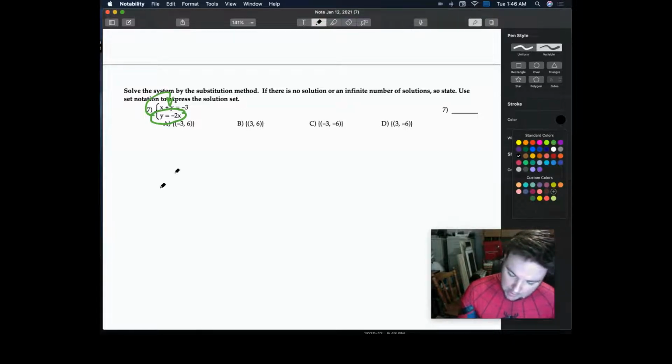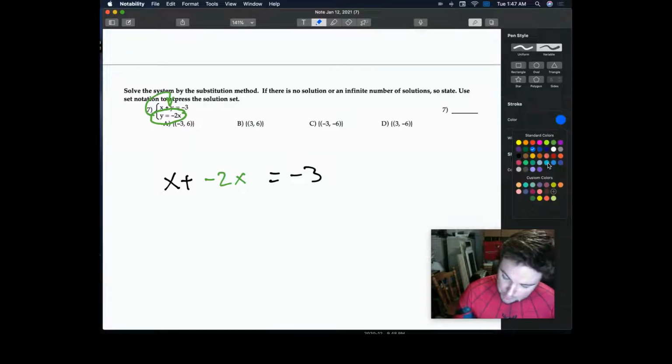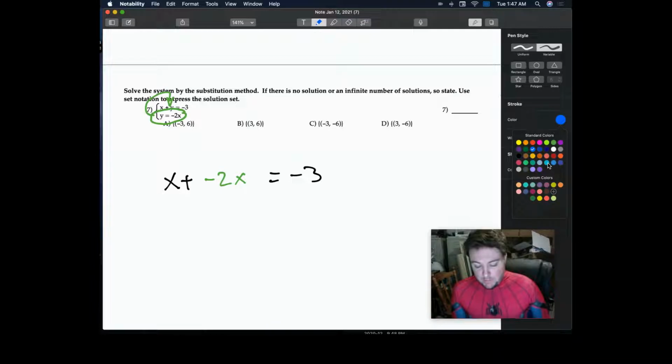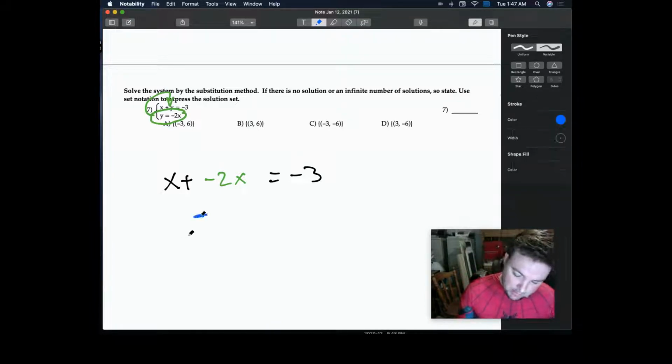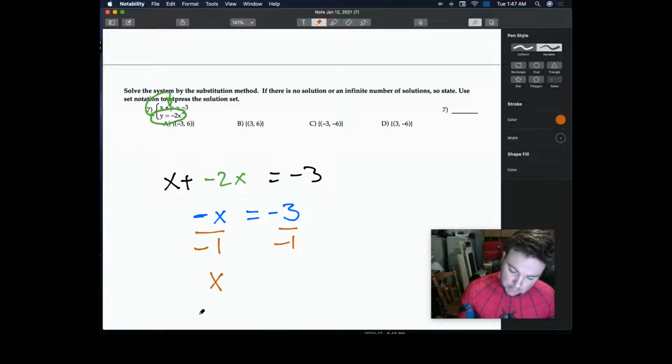We're going to get x plus -2x equals -3. Notice I took the bottom equation and substituted into the top one. And then we're just going to solve. The nice thing is that we can solve this very easily because everything is like terms. So we just combine like terms. x plus -2x is -x equals -3. And then we can easily divide through by -1.